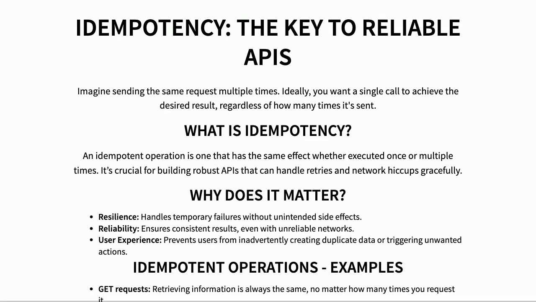Okay, let's talk about idempotency, a really important concept for API developers. Think of it like this: you want your API calls to be predictable and reliable, even if things go wrong. Idempotency means that repeating the same request multiple times will always produce the same outcome as making it just once. It's key for handling network problems and ensuring users aren't accidentally creating duplicate records or triggering unwanted actions.